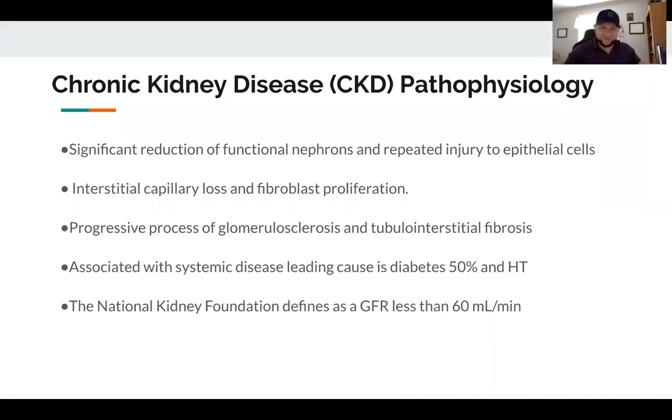Okay, so the pathophysiology of chronic kidney disease is a significant reduction of functional nephrons and repeated injury to the epithelial cells. There's an interstitial capillary loss and fibroblast proliferation. There's a progressive process of glomerular sclerosis and tubulointerstitial fibrosis. It's associated with systemic disease such as diabetes, which accounts for about 50%, and hypertension as well. The National Kidney Foundation defines CKD as a GFR less than 60 mL per minute. Next slide.